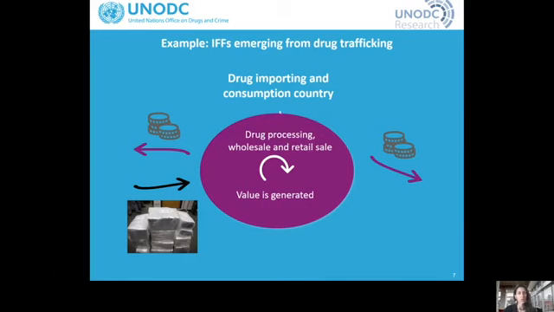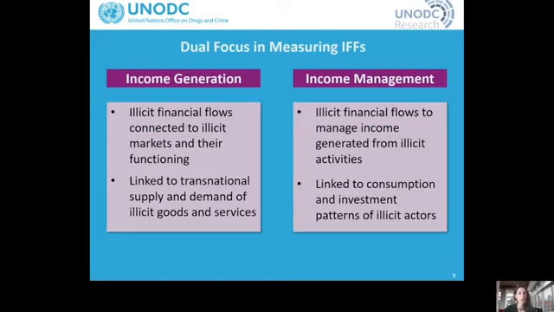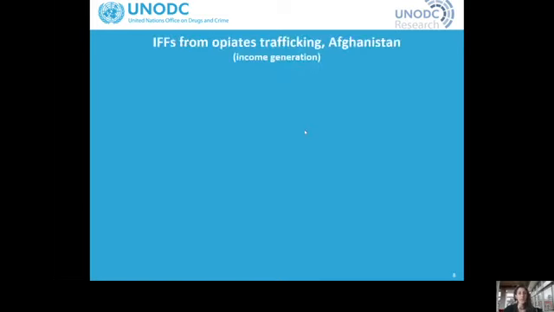This is why we distinguish between the left-hand side of the slide and the right-hand side, between income management and income generation illicit financial flows. Income generation illicit financial flows are connected to illegal markets and their functioning, and they're linked to transnational supply and demands of illicit goods and services. Whereas income management illicit financial flows are related to the management of income generated from illicit activities, and they are linked to the consumption and investment patterns of illicit actors, as I said.